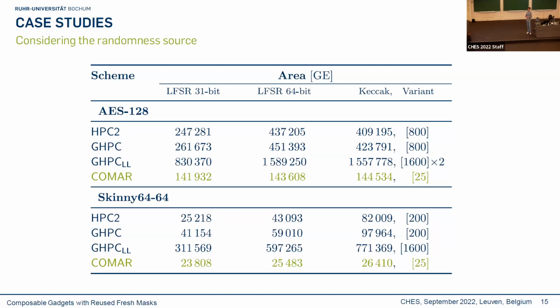Yeah, so the takeaway is, again, we are much better in terms of randomness introduced, and also overall, we're also better in overall area, and the price we pay here is latency, essentially.